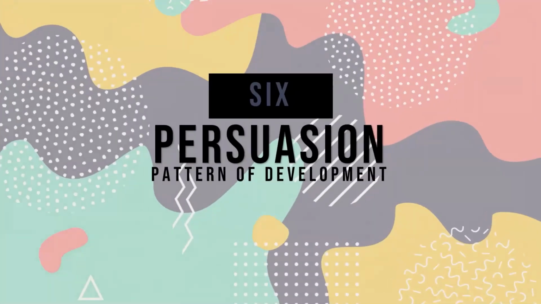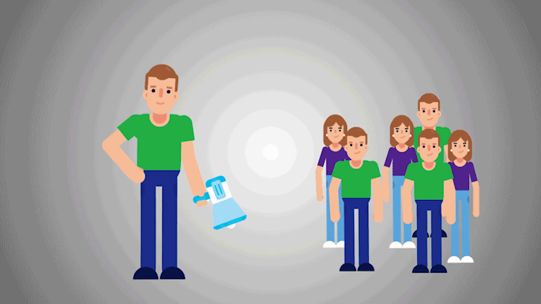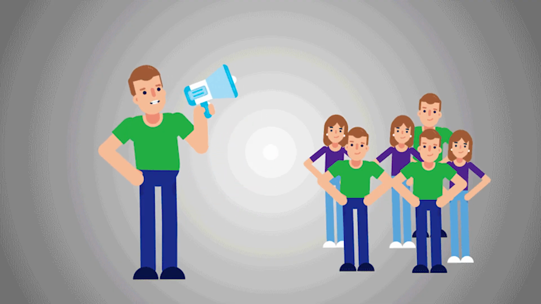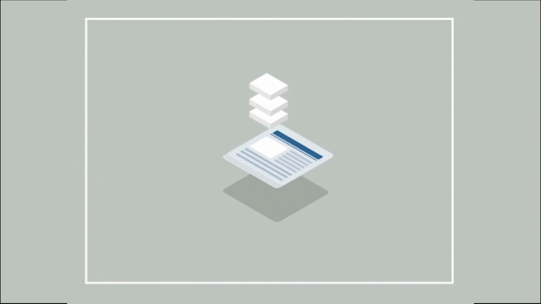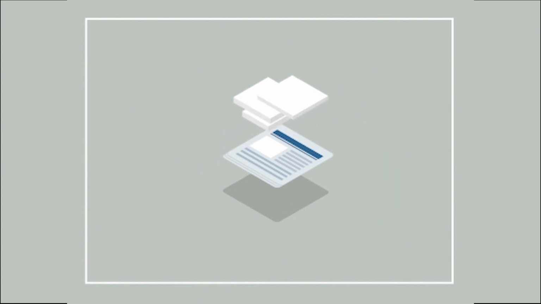Number 6. Persuasion. This intends to convince readers to do or believe in something. Many writing genres such as critiques or reviews, reaction papers, editorials, proposals, advertisements, and brochures make strong use of persuasive paragraphs to state opinions and to influence others.